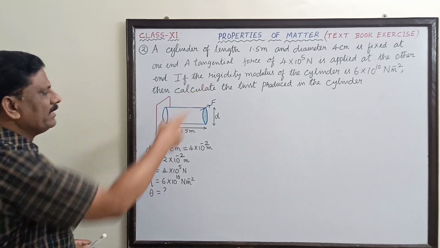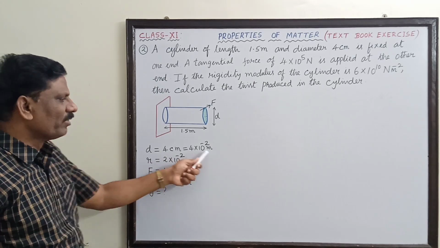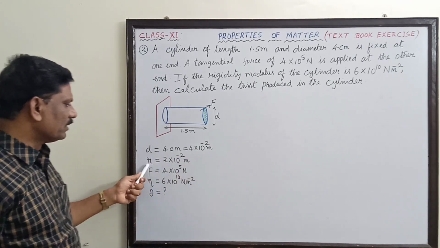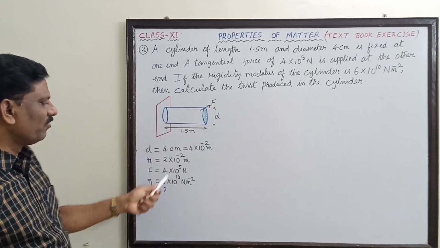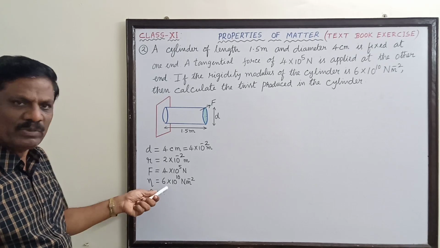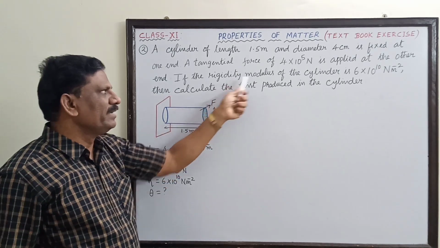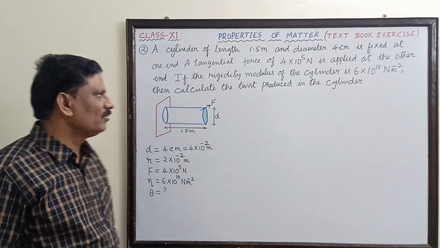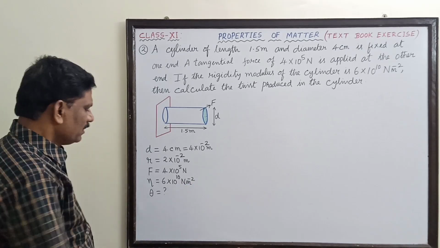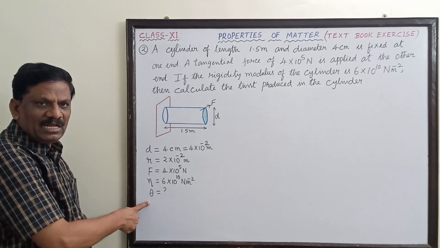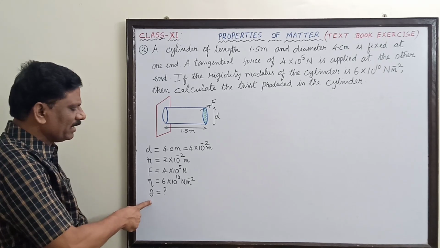For this, the given quantities I have summarized here. The diameter of the rod is how much? 4 centimeter, that is 4 into 10 power minus 2 meter. So the radius must be what? 2 centimeter. Then the tangential force is given 4 into 10 power 5 Newton. Then this is called the rigidity modulus or shear modulus. Shear modulus is 6 into 10 power 10 Newton per meter square. So this is the twist or angle of shear, shearing strain. This has to be determined.